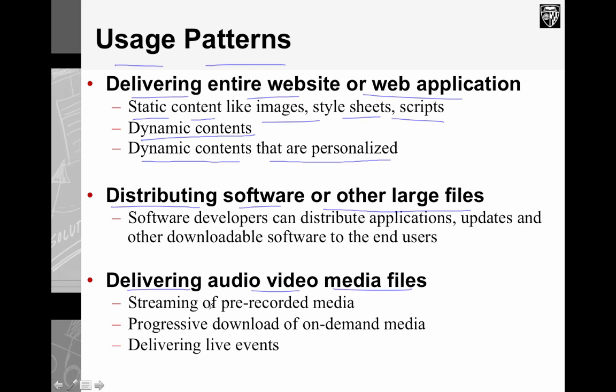Delivering audio, video, media files. You can stream pre-recorded media such as MP4 and MPEG files. You can also use progressive download of on-demand media. Progressive download is really doing transcoding.